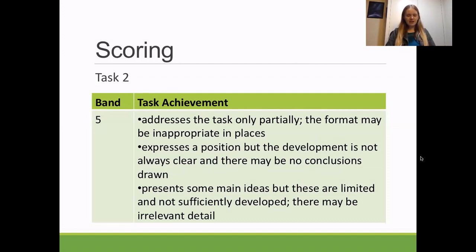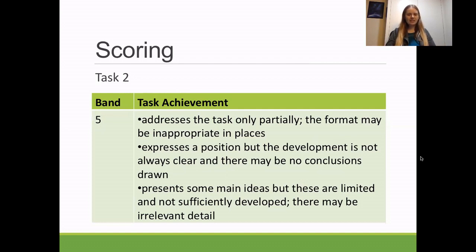For a score of 5, you would address the task only partially, and the format may be inappropriate in places. So you've kind of answered part of the question, but you haven't done the full thing. Expresses a position, but the development is not always clear, and there may be no conclusions drawn. So you've started to tell them a position, but you didn't fully develop it, and you didn't give a conclusion.